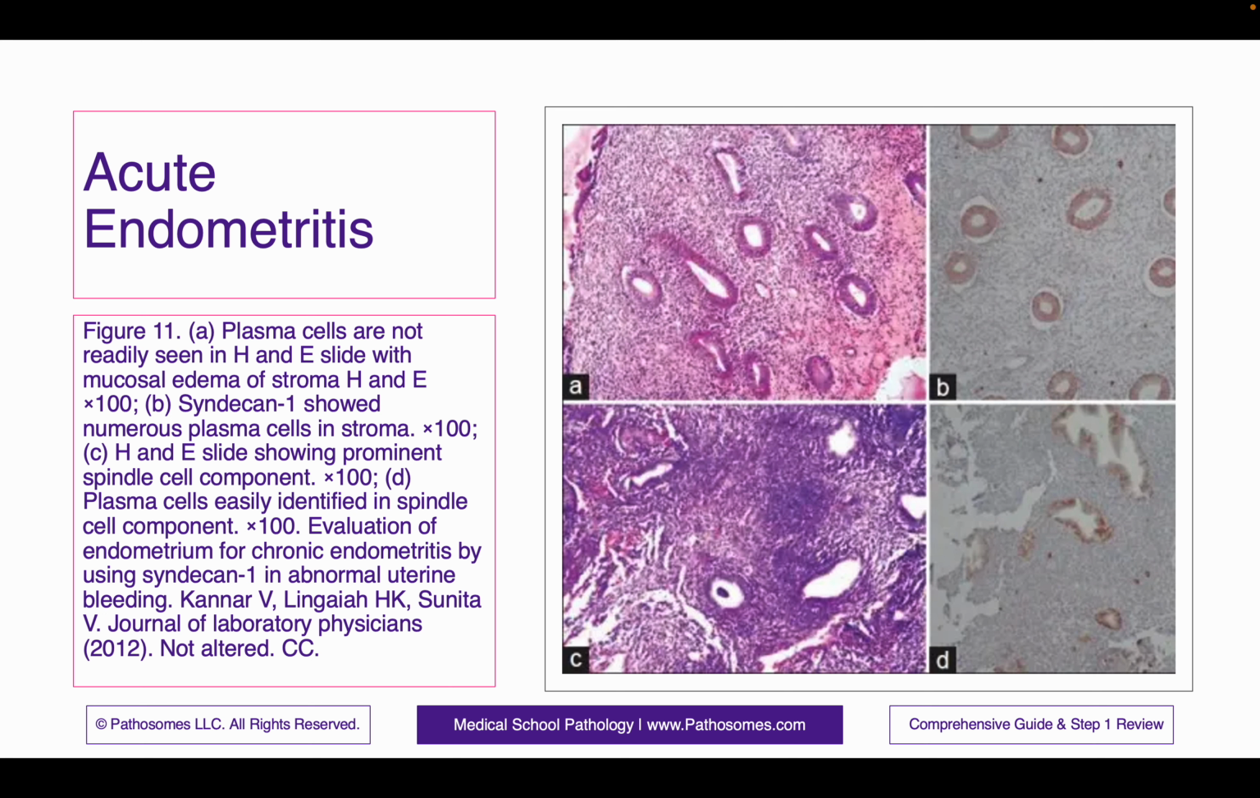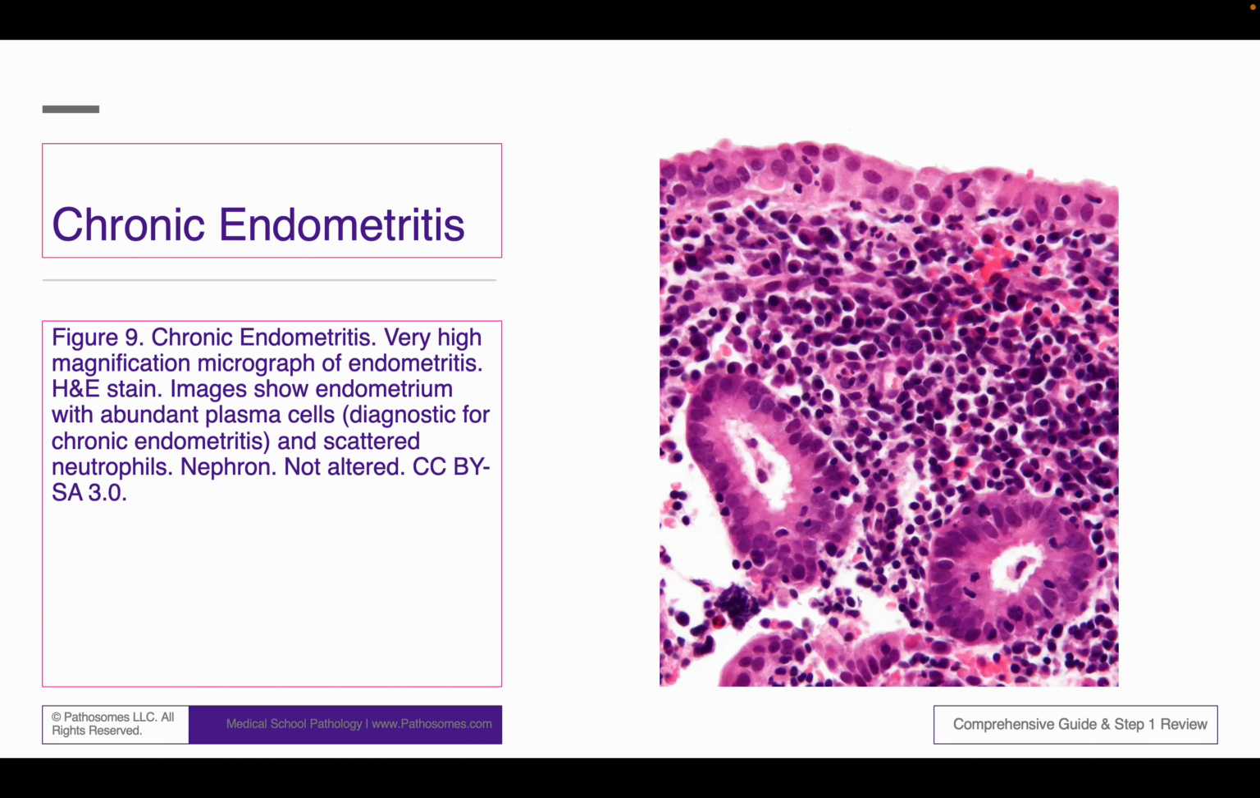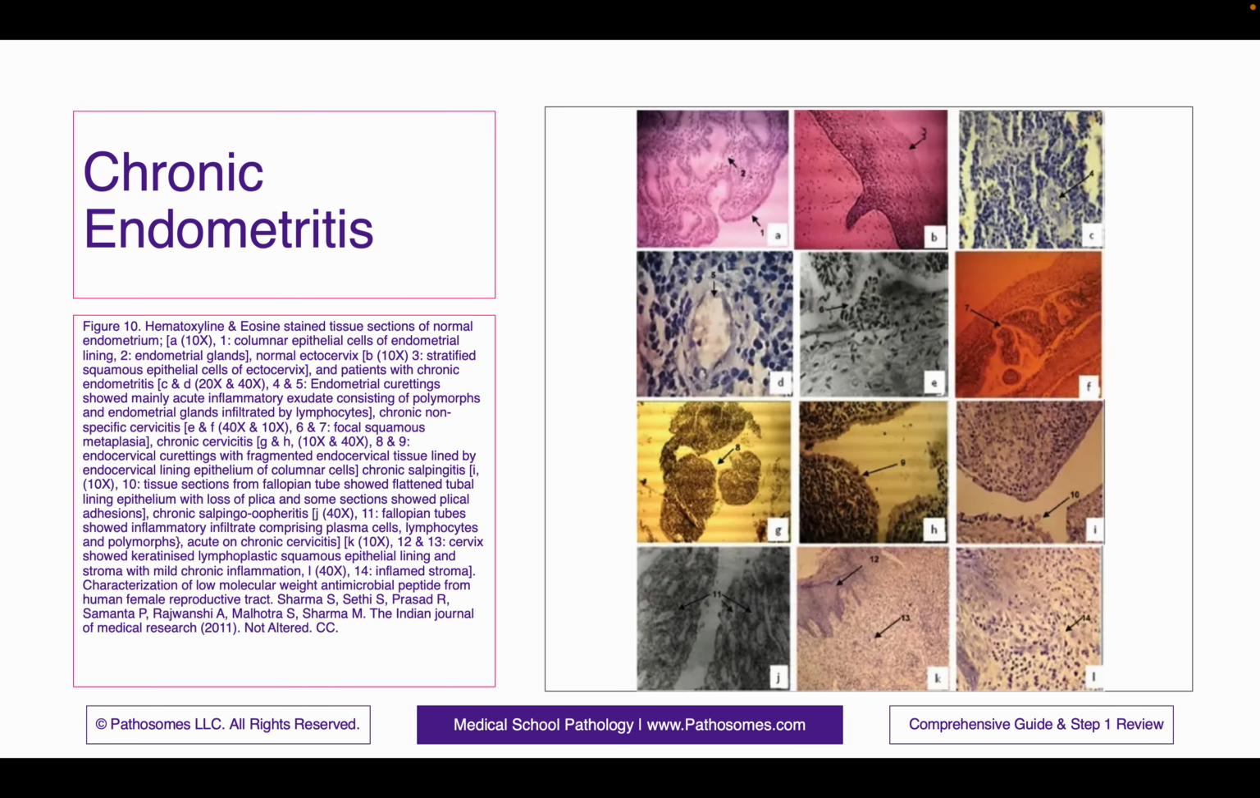And here we can see various histologic sections showcasing infiltration involving the endometrium tissue. And this is actually chronic endometritis because there are abundant plasma cells. And here we have chronic endometritis, and we know that because we can see abundant plasma cells in this very high magnification micrograph involving endometrial glands. And here we have various histologic representations of chronic endometritis.